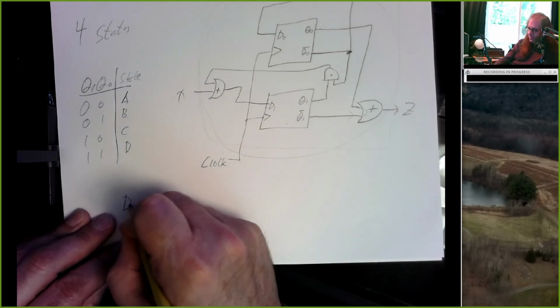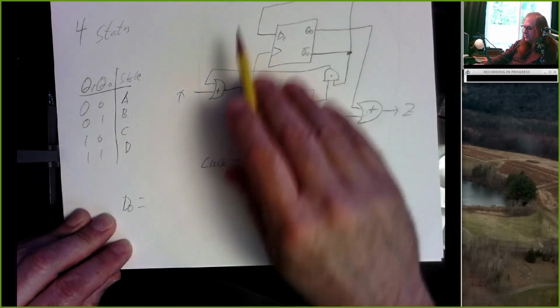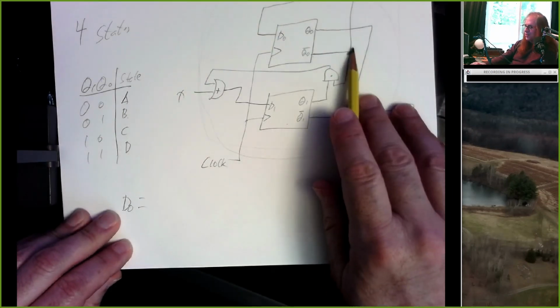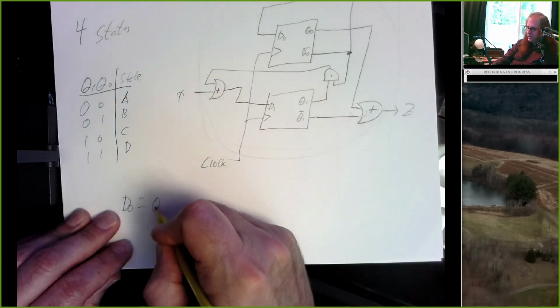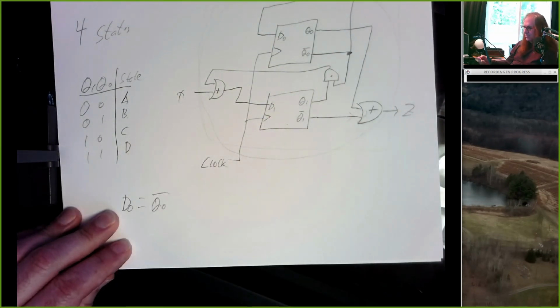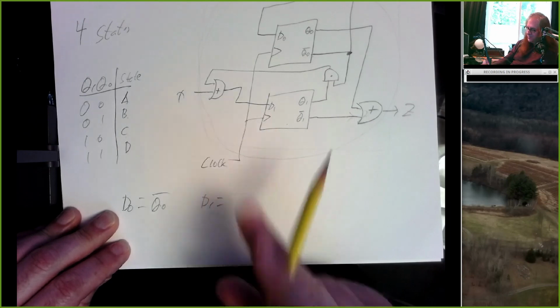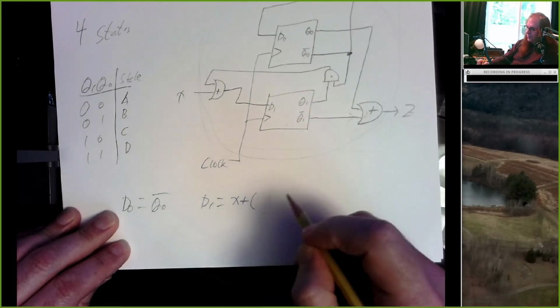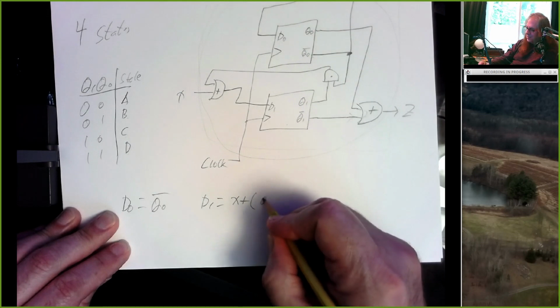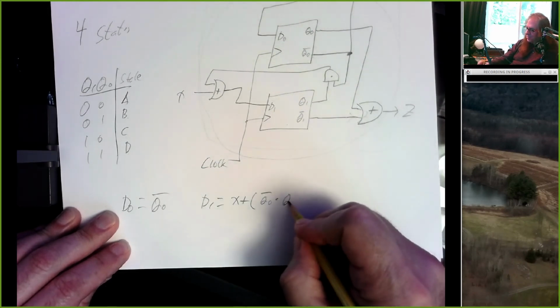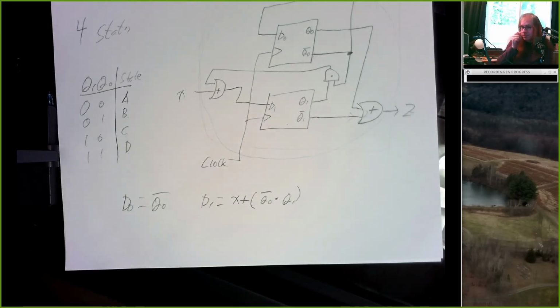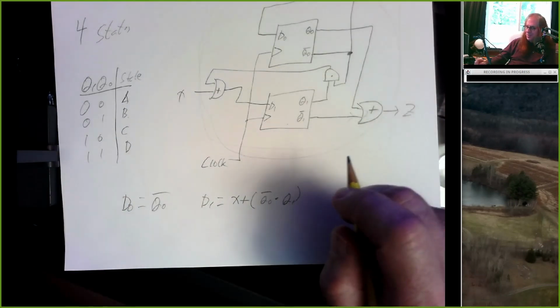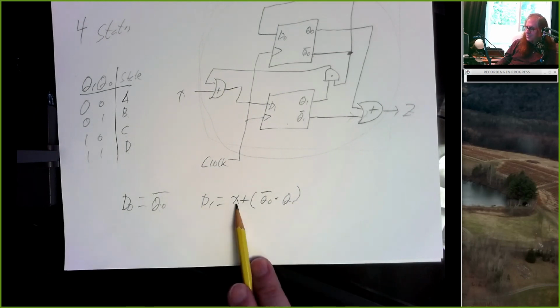D0 is equal to what? Well, we can see it's coming out of the Q0 bar output, so D0 is just equal to Q0 bar. D1, on the other hand, is a little more complex. It's the output of an OR gate. One of the inputs is X, and the other input is the output of an AND gate. The AND gate has two inputs: one is Q0 bar, and the other is Q1. So we're finding equations for the flip-flop inputs in terms of the flip-flop outputs and these external inputs.